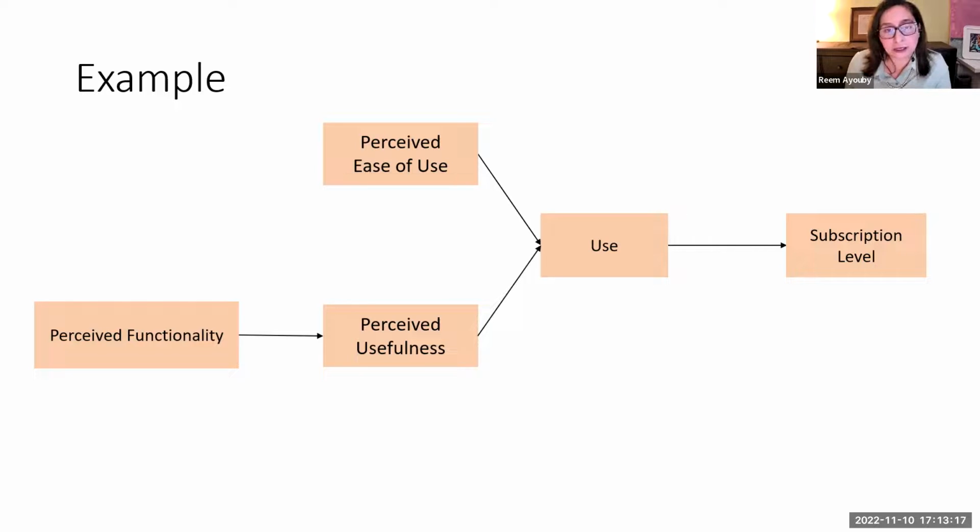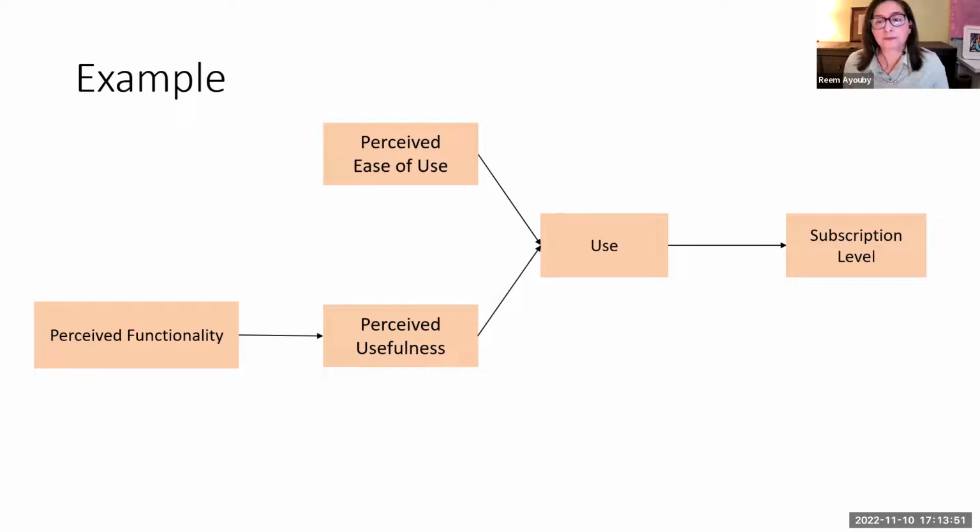And so this kind of model is a very typical model that's used in user research, often in academia, but also I have seen job requirements that ask for causal inference, and this is starting to get into the idea of causal inference. And so the idea is that when the perceived functionalities are there, that leads to perceived usefulness, which leads to use, which then would lead to an increase in subscription level.